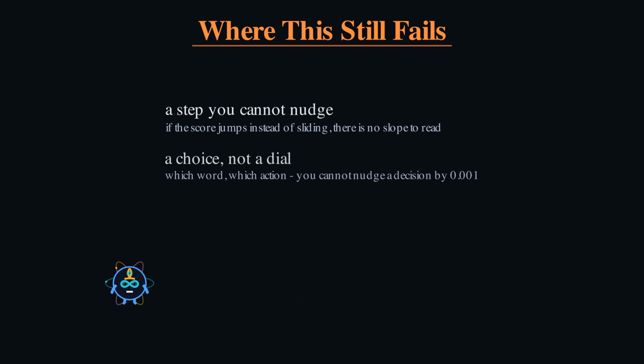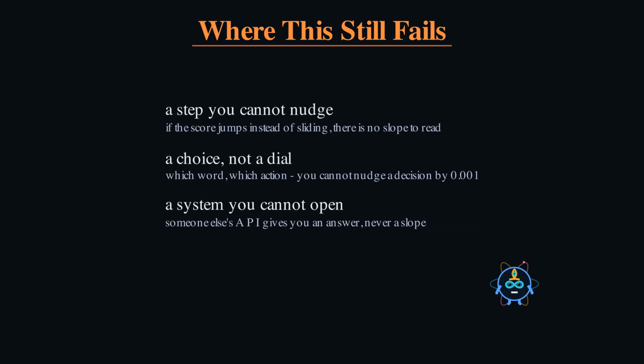It is worth knowing where this breaks, because it is a live research problem. If the score jumps instead of sliding, there is no slope to read. If the model has to choose a word rather than turn a dial, you cannot nudge that choice by 1000th. And if the thing you want to improve is somebody else's system, you get an answer and never a slope. Every one of those is somebody's research problem right now.